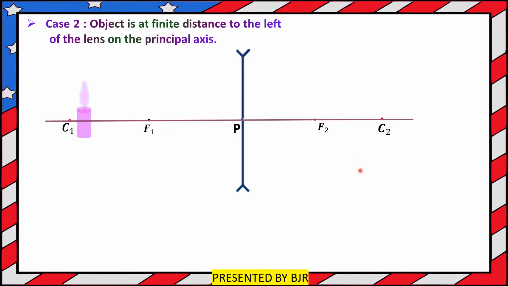Now let us place an object. Here I am placing it at a finite distance. You can place the object anywhere beyond C1, at C1, between C1 and F1, at F1, between F1 and P, wherever you want, at a finite distance. The same ray diagram is applicable in all the cases. That's why in this concave lens I am going to show you only two possible cases. One is when the object is at infinity, and the other is when the object is placed at a finite distance.